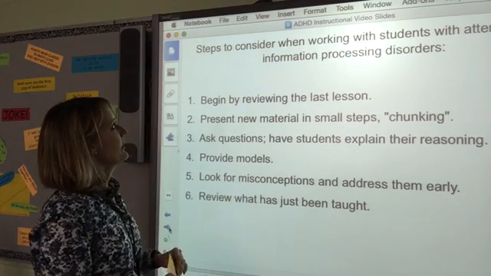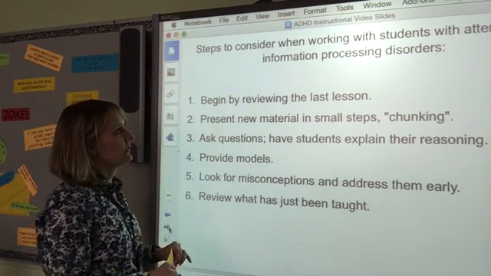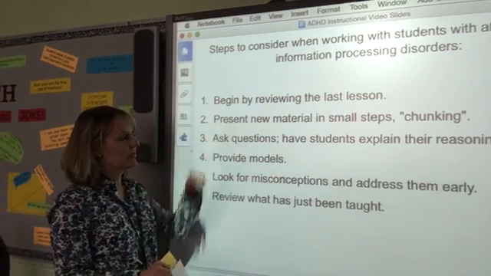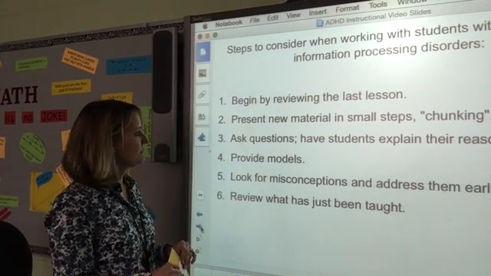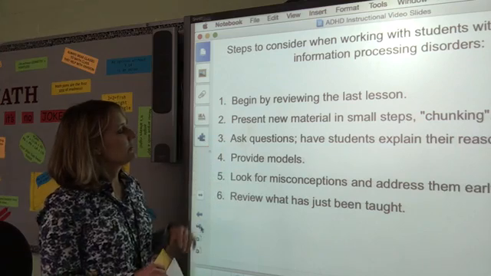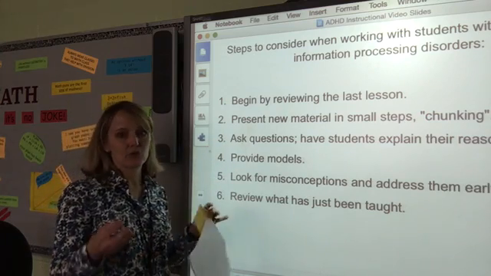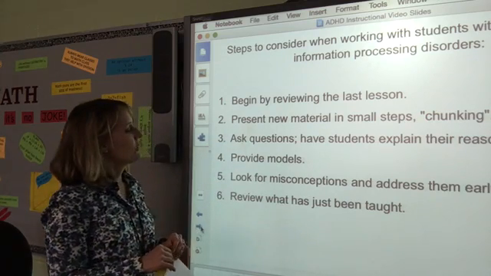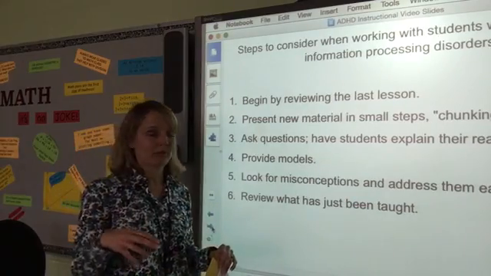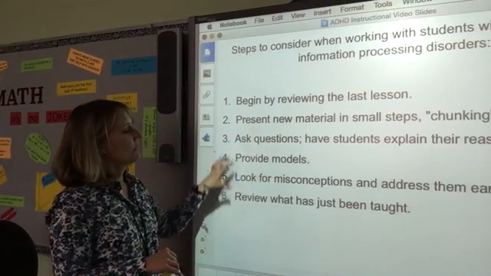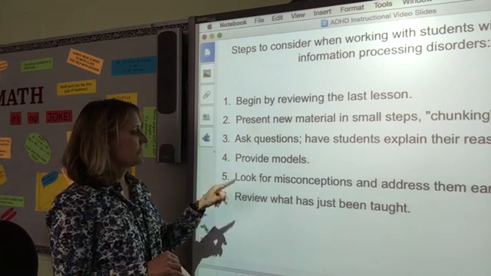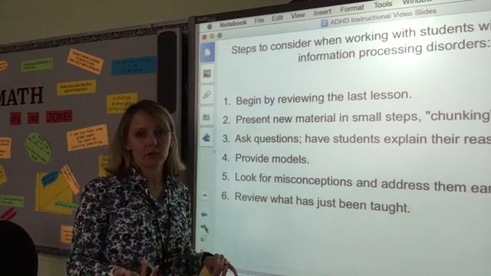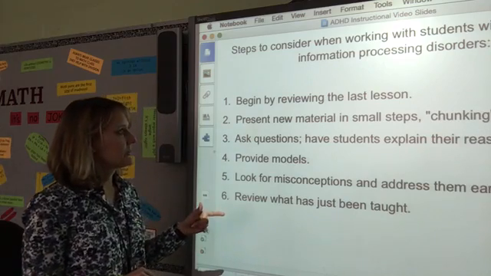The website that I found had some steps to consider when working with students with attention or information processing disorders. It suggests begin by reviewing the last lesson, present the new material in small steps, which is called chunking, ask questions and have the students explain their reasoning, provide models of whatever concept you are working on, look for misconceptions and address them early, and review what has just been taught.